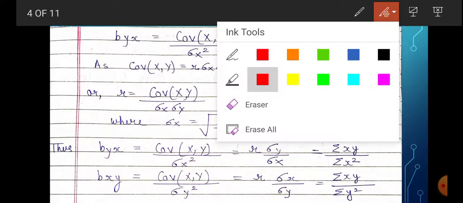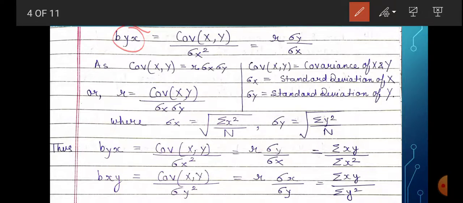Next, what are this byx and bxy? byx is the covariance of xy divided by sigma x square.